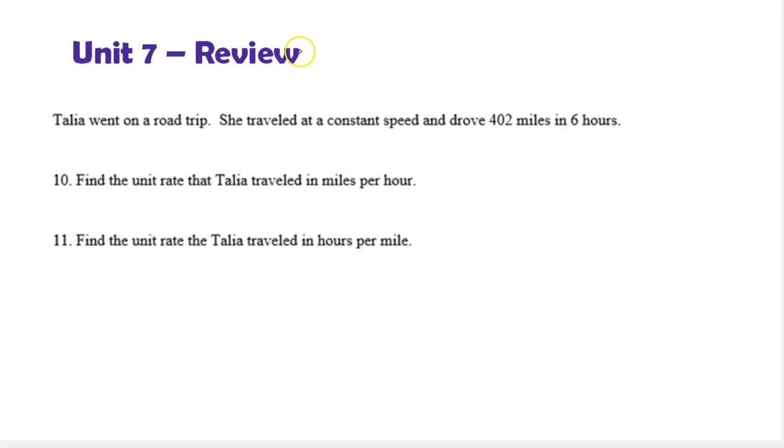Unit 7 Review Questions 10 and 11. Talia went on a road trip. She traveled at a constant speed and drove 402 miles in 6 hours. Now the first question asks us to find the unit rate that Talia traveled in miles per hour.